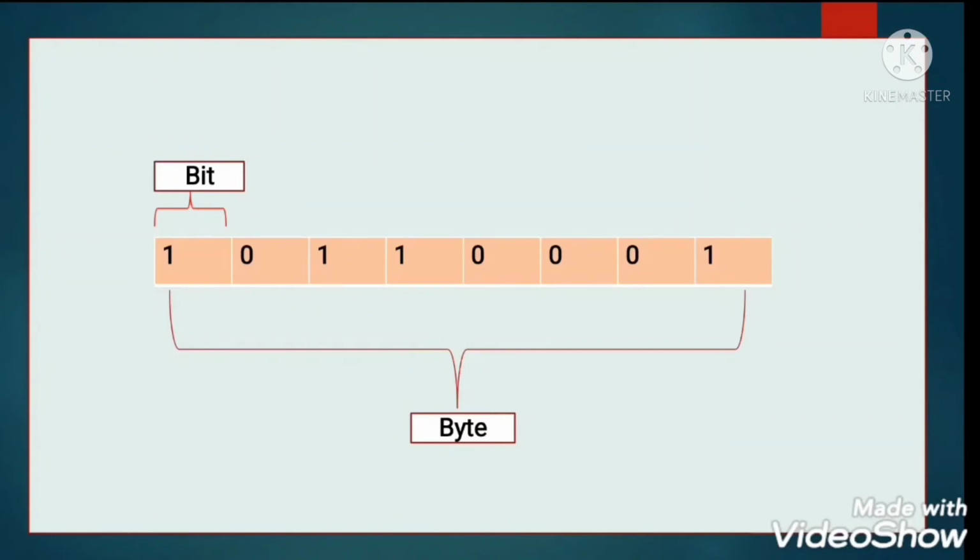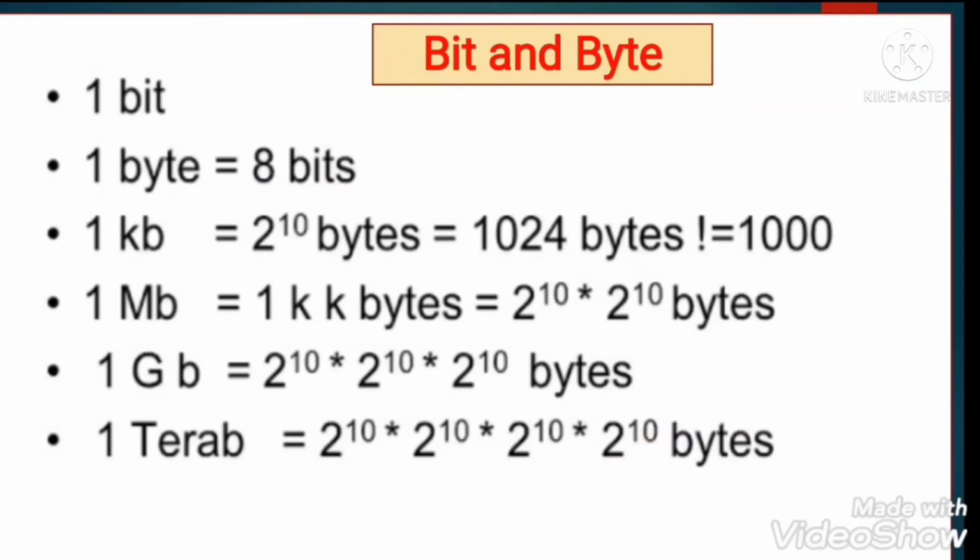I want to show you one more chart. See, I think it's clear. It is bit and byte. You see, 1 bit, I already showed you, 0 and 1 is called a bit. Then byte, 1 byte equals 8 bits. And 1 kilobyte, we can say it is 2 to the power 10 bytes. That means 1024 bytes. Okay.